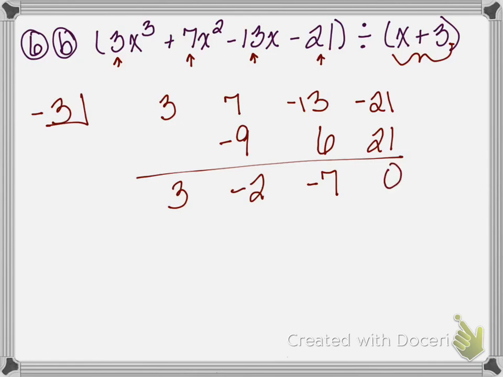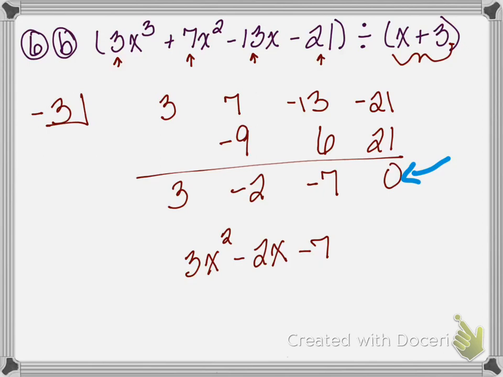So the good thing about this one is we don't have a remainder, okay? This 0 right here means there's no remainder. So my final answer to this one is 3x squared minus 2x minus 7.